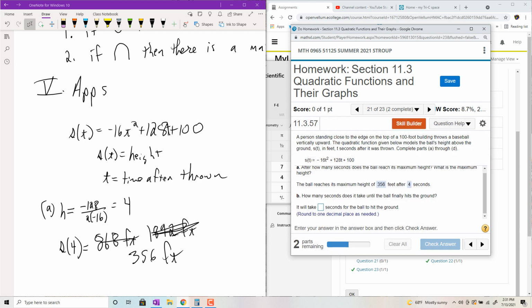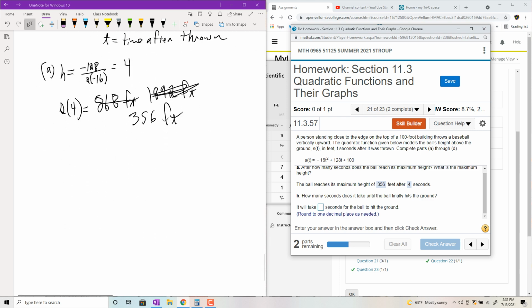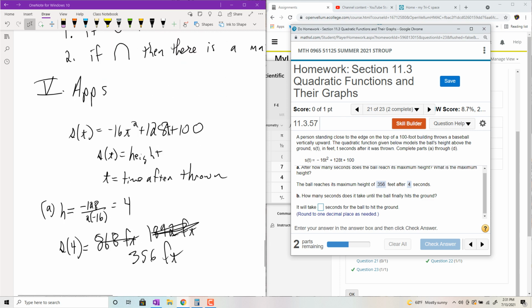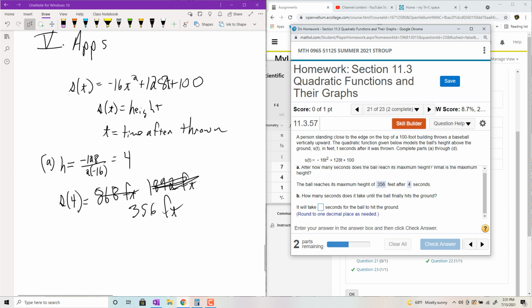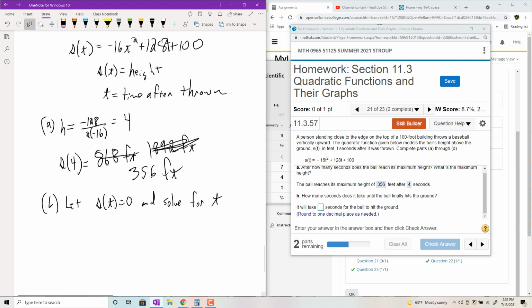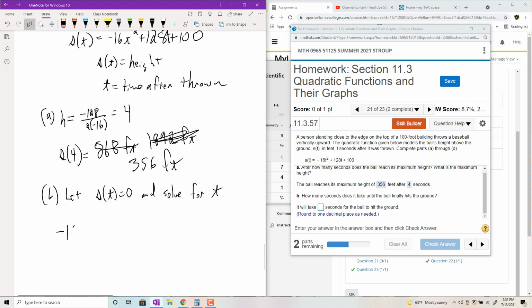Okay, excellent. How many seconds does it take for the ball to finally hit the ground? So when it hits the ground, the height at that point will be 0. Okay, so what it's asking you to do is to let s of t equal 0 and solve for t. Okay, so let's do that. It's got negative 16t squared plus 128t plus 100 equals 0.